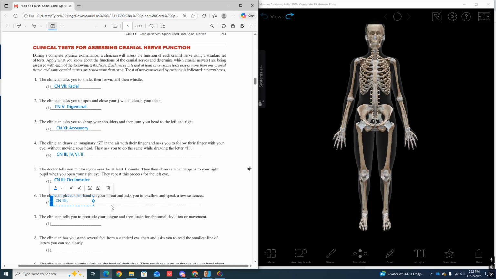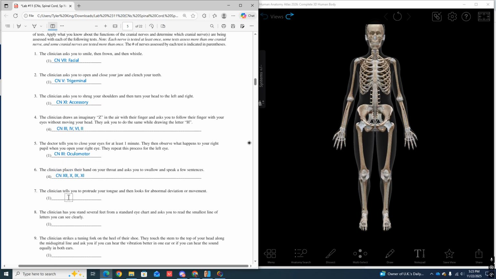The other ones: hands on the throat, ask you to swallow. 2 of them are involved with swallowing, and also with placing the hands on the throat. Actually 3 of them, I should say. The other 3 involved in this process are the vagus nerve, number 10, number 9, glossopharyngeal, and also accessory, believe it or not. Number 11, accessory. Hidden function, once again, of accessory. A lot of people think it's just the muscles for upper trapezius, SCM, but it also helps with swallowing, believe it or not. Has that hidden function right there.